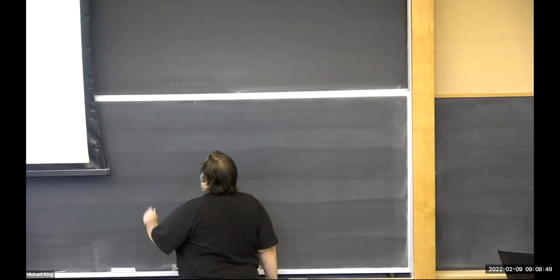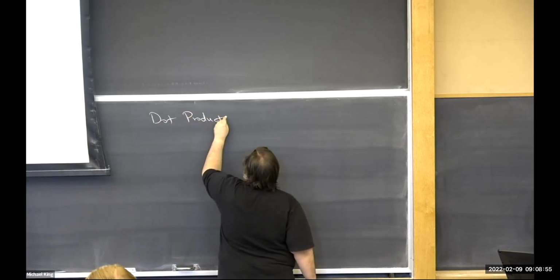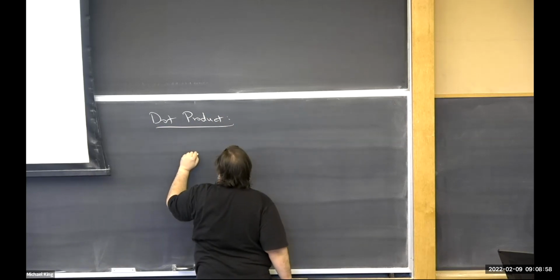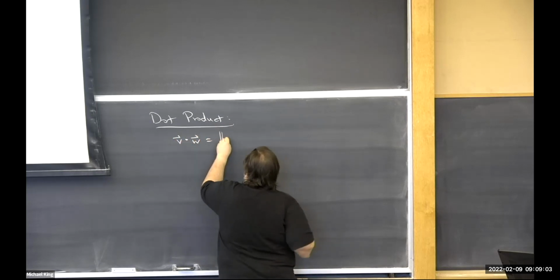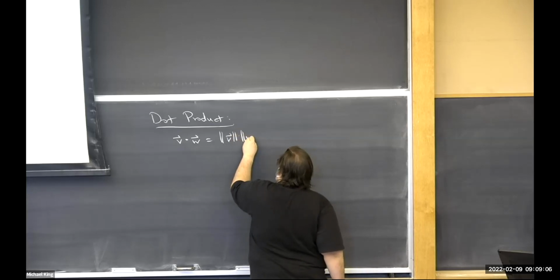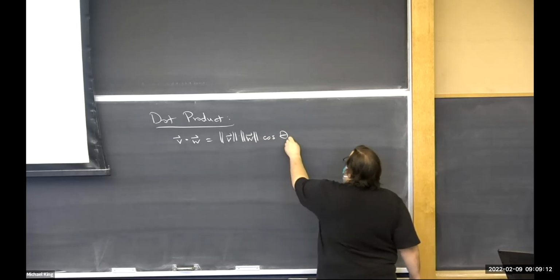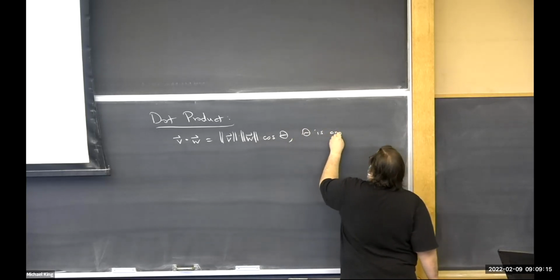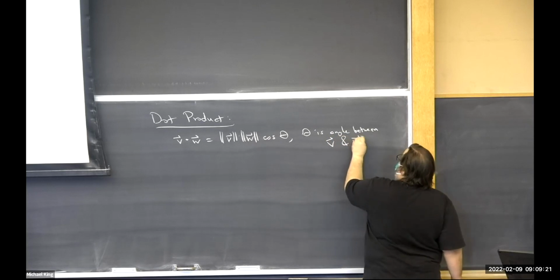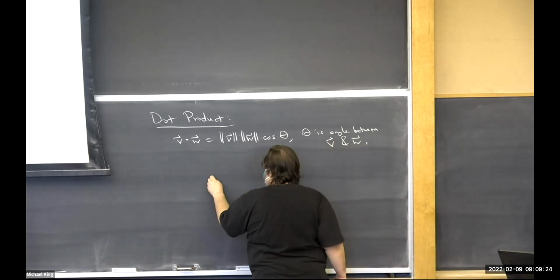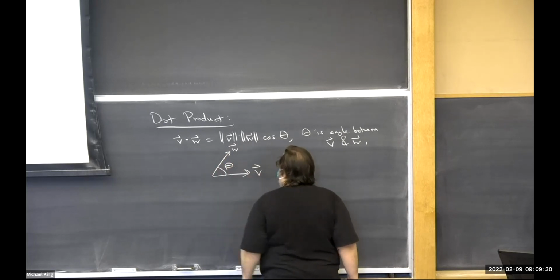Okay, so the dot product. I'm mainly going to talk about the geometric interpretation today. So the length of V times the length of W times the cosine of the angle between, where theta is the angle between V and W. If this is V and this is W, then this is theta right there.